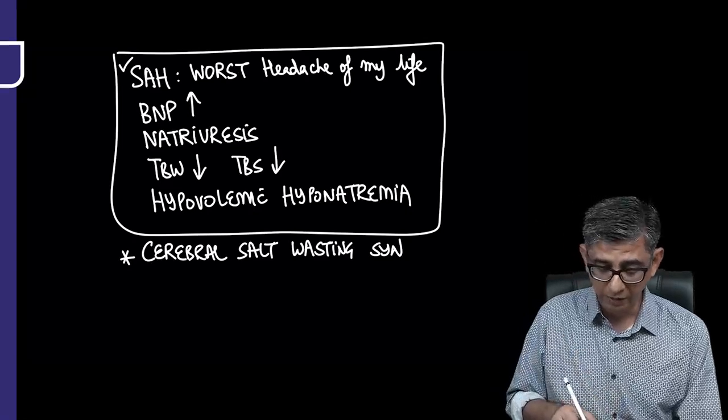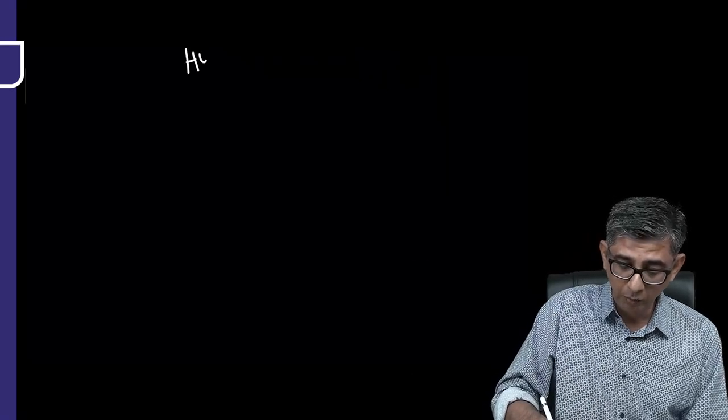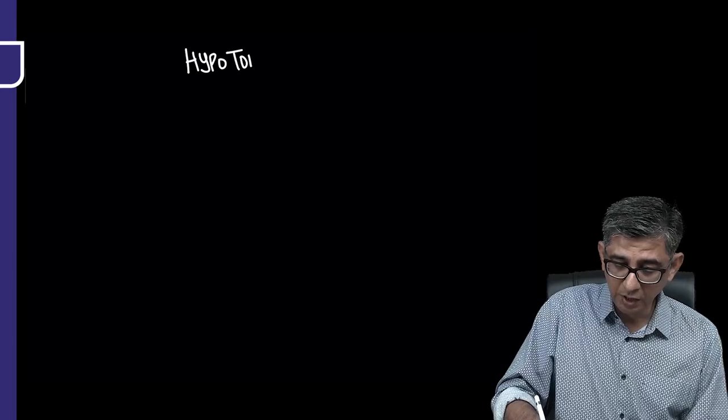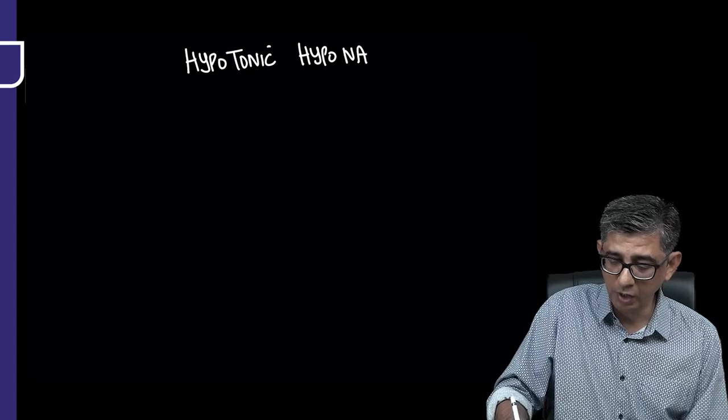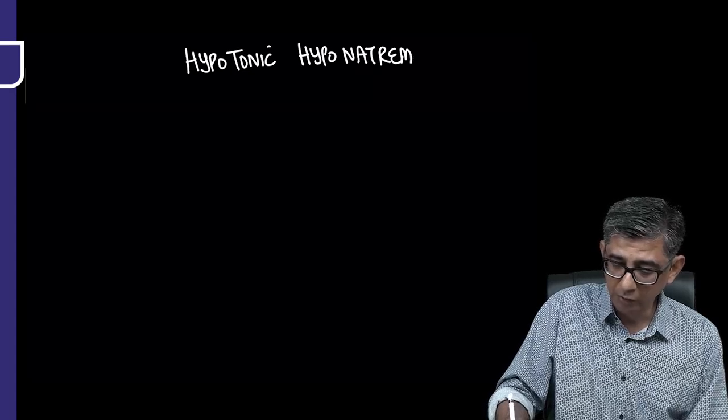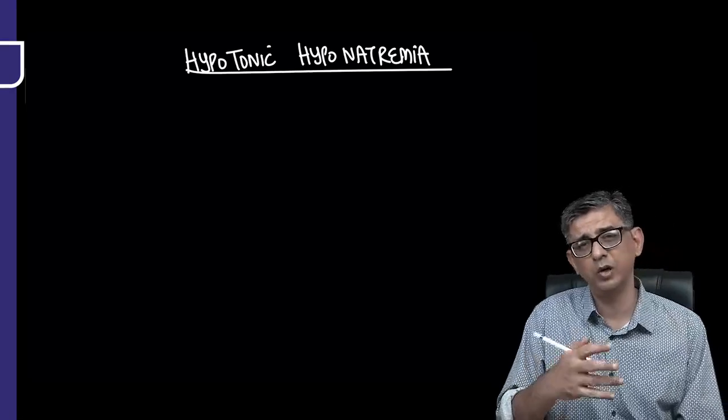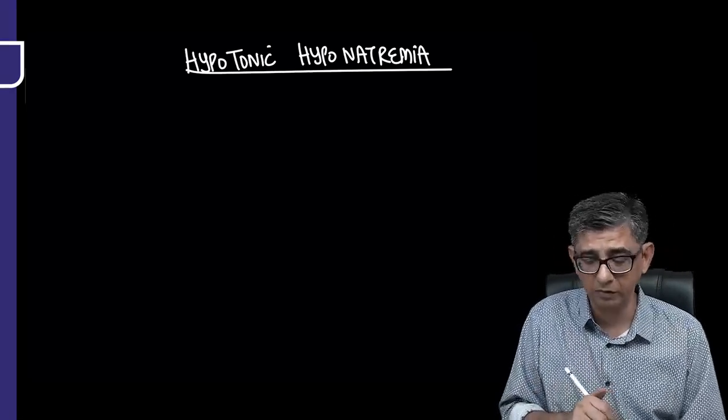Now, once we get this data right, we need to summarize this and get the data imprinted into our brain. So this is what I started with. The broader term that I taught you was hypotonic hyponatremia, which means that the plasma osmolality would be lesser than the lower limit that I told you, which was in the range of about 275.